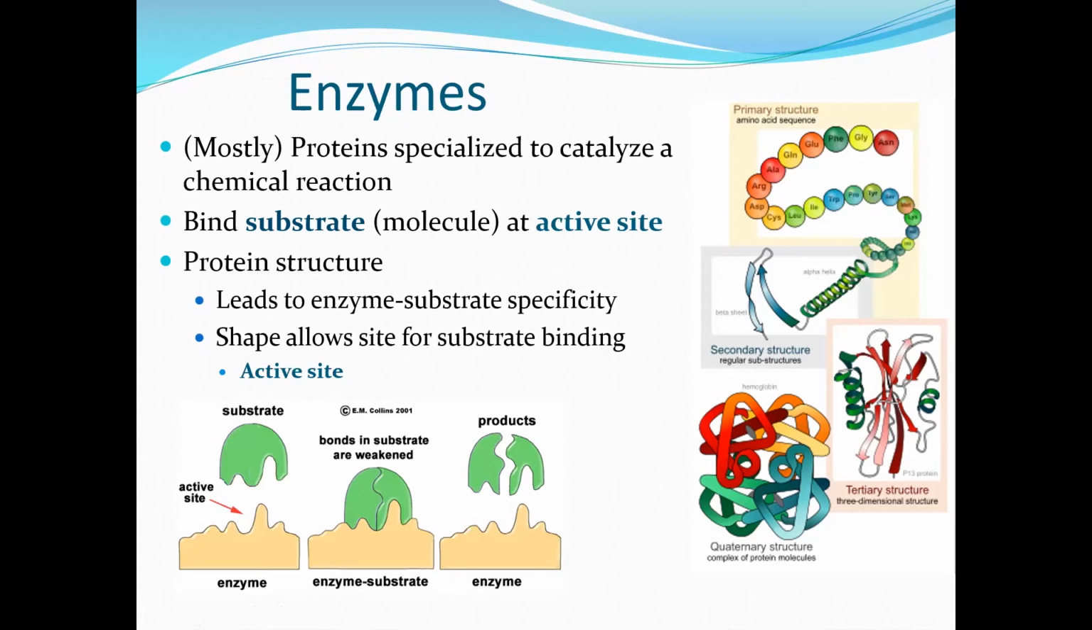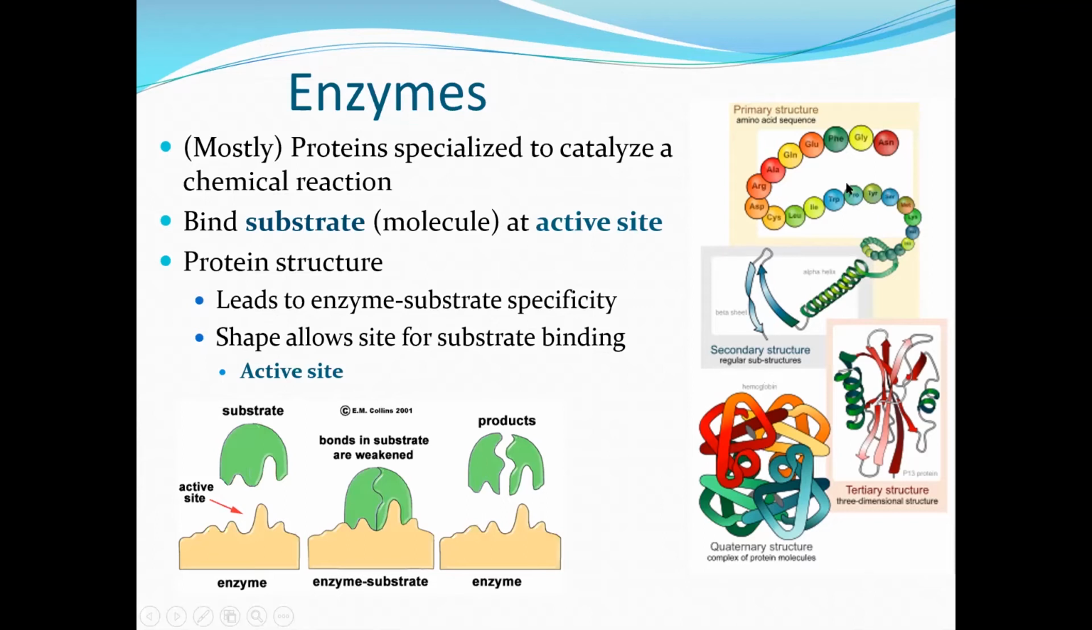Sometimes the functional structure could be this quaternary structure, where you have multiple proteins that come together to create a protein complex. So a good example of this is hemoglobin. Hemoglobin is a protein complex of multiple proteins that come together to cause some sort of reaction.